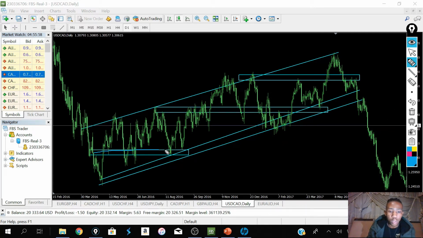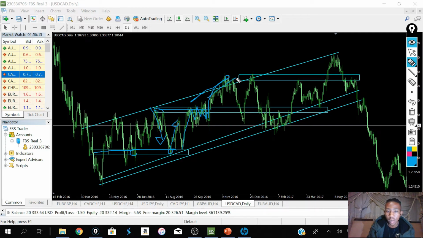Having a support, we're looking for what? Buying opportunities. We're looking for buying opportunities on our support. And having a resistance, we're looking for selling opportunities. So, and then what happens when the market breaks my resistance? We're now looking for bullish movements. We're looking for buying opportunities.